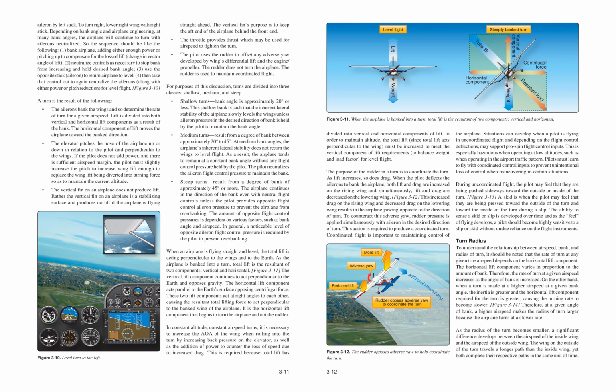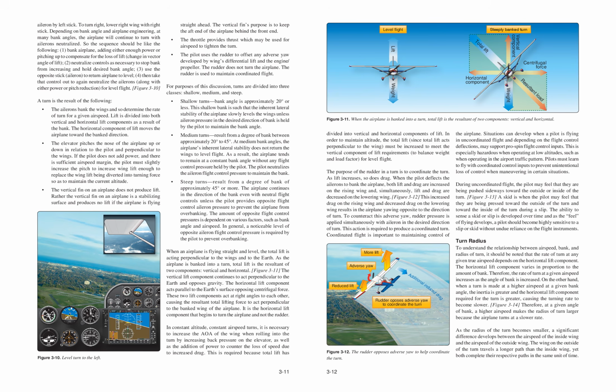Figure 3.10. A turn is the result of the following. The ailerons bank the wings and so determine the rate of turn for a given airspeed. Lift is divided into both vertical and horizontal lift components as a result of the bank. The horizontal component of lift moves the airplane toward the bank direction. The elevator pitches the nose of the airplane up or down in relation to the pilot and perpendicular to the wings. If the pilot does not add power, and there is sufficient airspeed margin, the pilot must slightly increase the pitch to increase wing lift enough to replace the wing lift being diverted into turning force so as to maintain the current altitude.